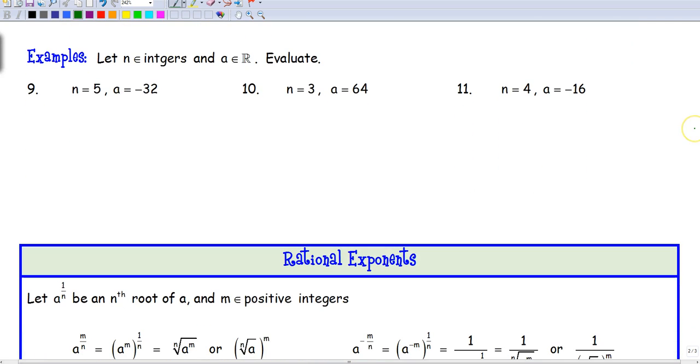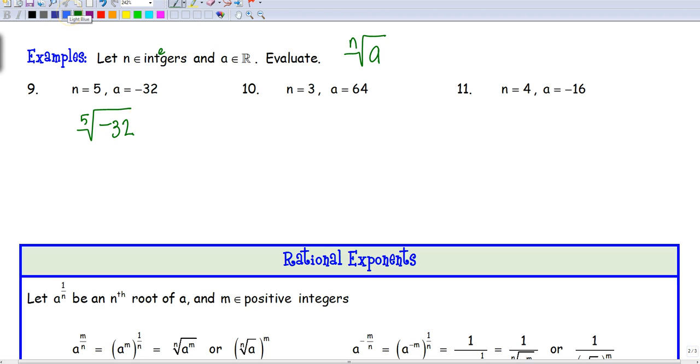All right, let's give some of these a try. Okay, so we're going to let n be an element of integers, and a is an element of all real numbers. Again, what we're doing here is the nth root of a. So first, let's just plug our numbers in. It's the 5th root of negative 32.